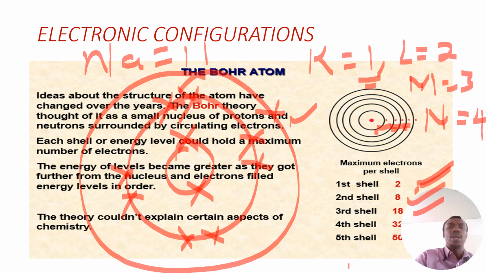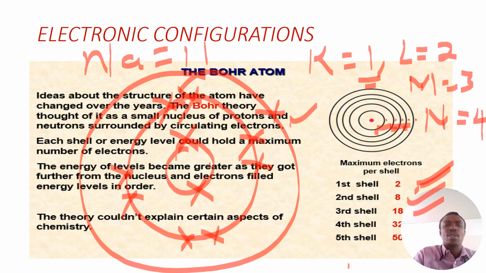The period is the number of shells, while the group is the number of electrons in the outermost shell, which is the valence electron. So each shell or energy level holds a maximum number of electrons, and with the formula you can get the maximum number of electrons that each shell would hold, and you can simply draw the electronic configuration.